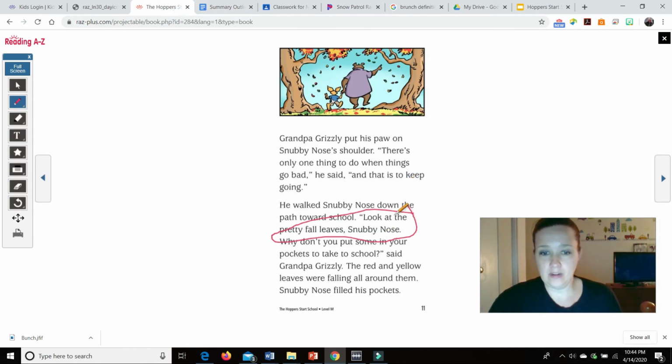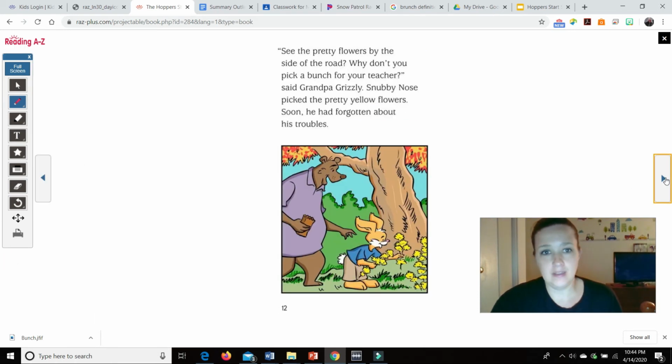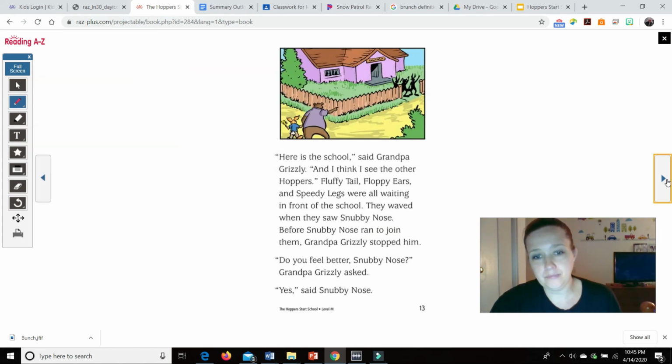So he said, look at the pretty fall leaves. Why don't you put some in your pockets to take to school? They were red and yellow and pretty. And then Grandpa Grizzly said, see the pretty flowers by the side of the road? Won't you pick a bunch for your teacher? And then they are finally at school. And Grandpa Grizzly says, I see your brothers. And now he asks them if he feels better. Grandpa Grizzly said yes.